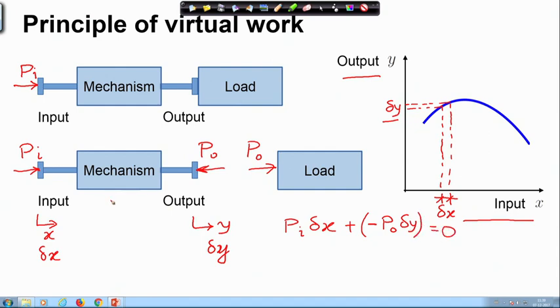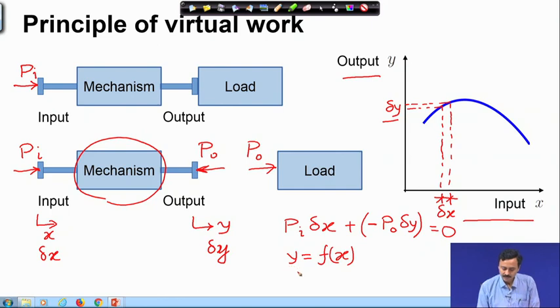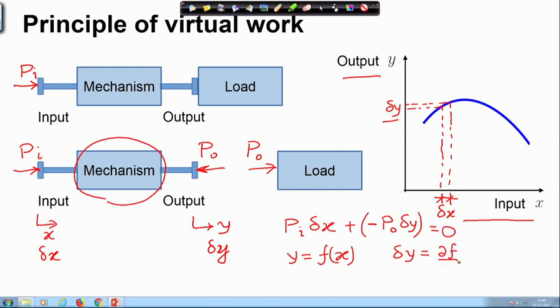I need not look at what is inside this mechanism. I just need to know now the relation between delta x and delta y, which I will know if I know y as a function of x. Let us say I know y as a function of x, which is given by the displacement relation of this mechanism. I can find out delta y as del f by del x times delta x. So, this is the displacement relation.